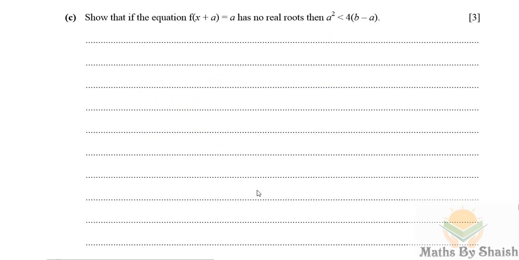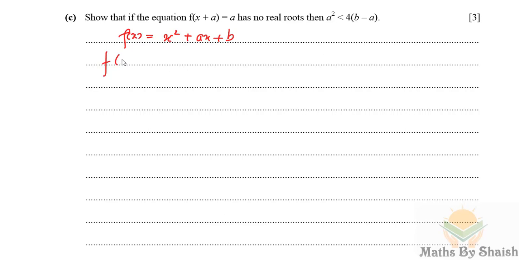Here's the c part of this question. Show that if the equation f of x plus a has no real roots, then a square is less than 4 times b minus a. So we have f of x as x square plus ax plus b. So if the input was x, this function is x square plus a times input plus b.